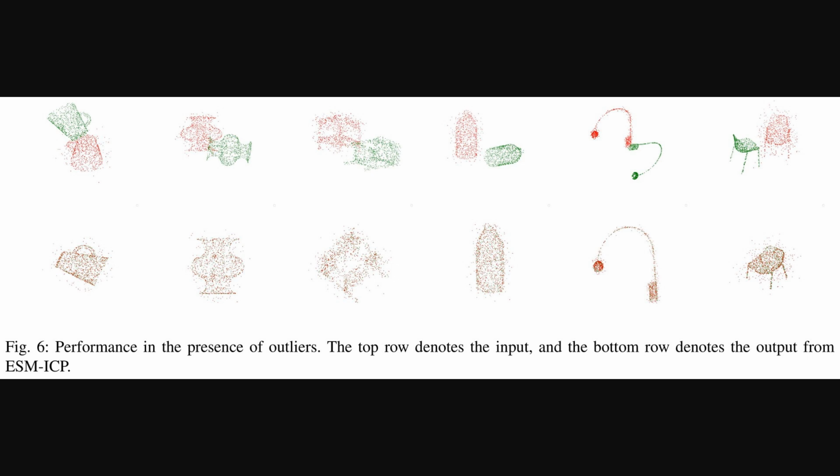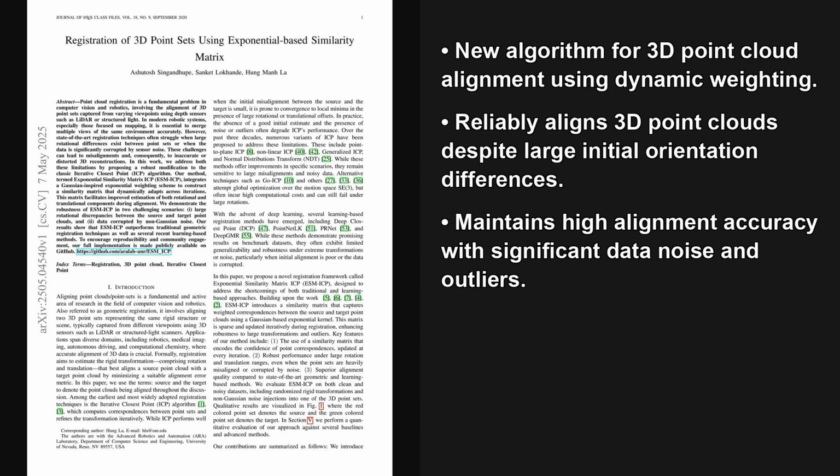The top row here shows various input objects, like a handbag, a vase, and a bottle, each with those red and green point clouds initially misaligned and, crucially, corrupted with these outlier points. Then, looking at the bottom row, we see the output. And impressively, exponential similarity matrix iterative closest point still achieves a very clean alignment of the underlying objects, effectively ignoring those noisy outlier points. That robust performance, even with significant outliers, really underscores the strength of exponential similarity matrix iterative closest point. It's not just holding its own.